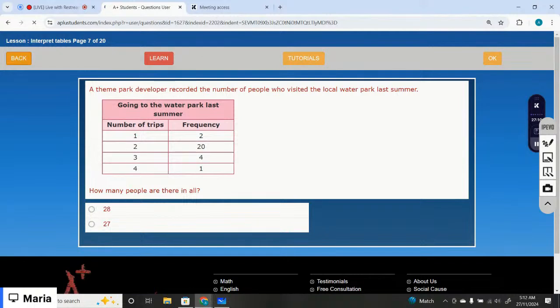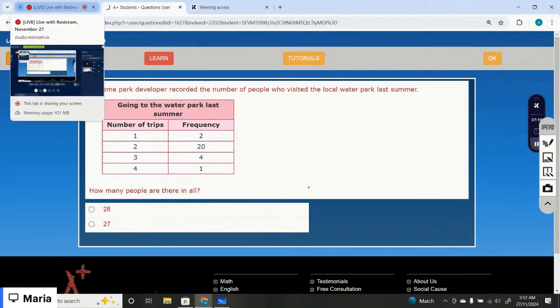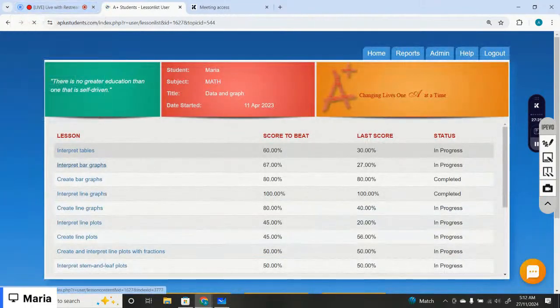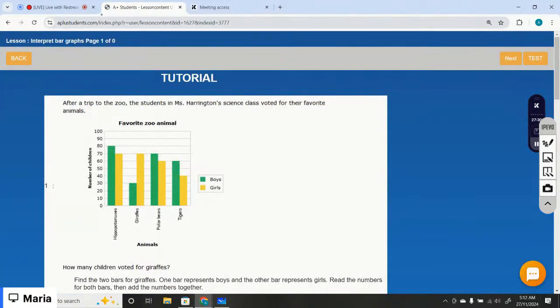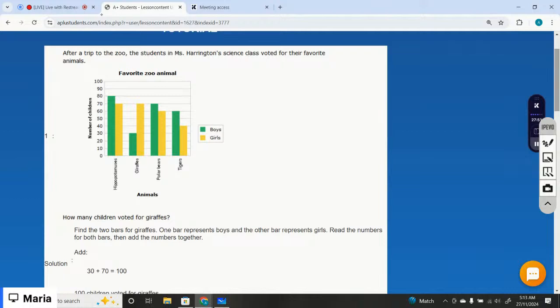The next lesson is interpret bar graphs. Let's just start with the lesson. After a trip to the zoo, the students in Mr. Harrington's science class voted for their favorite animals. How many children voted for giraffes? How many children? Here is giraffes.